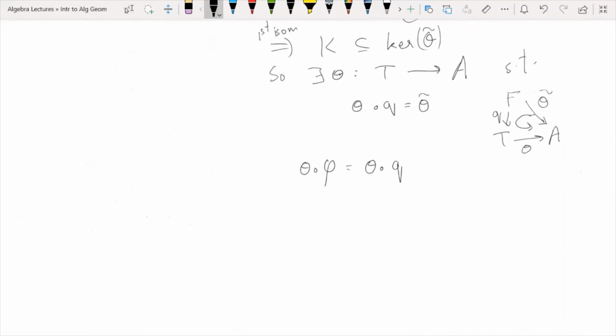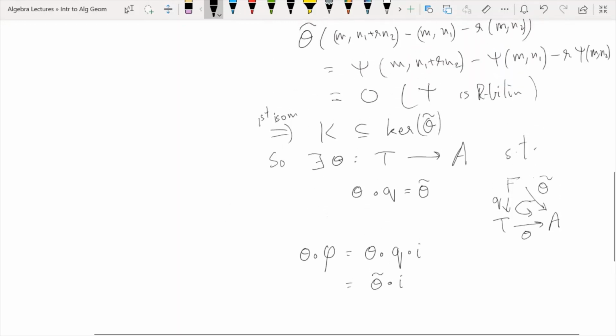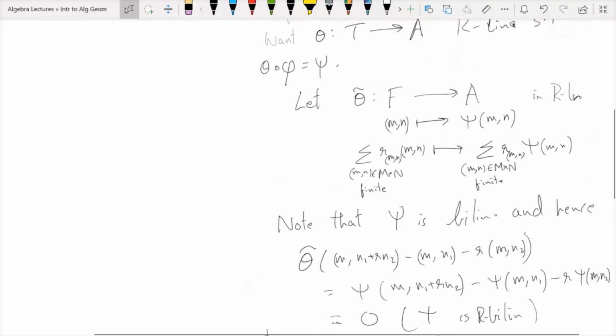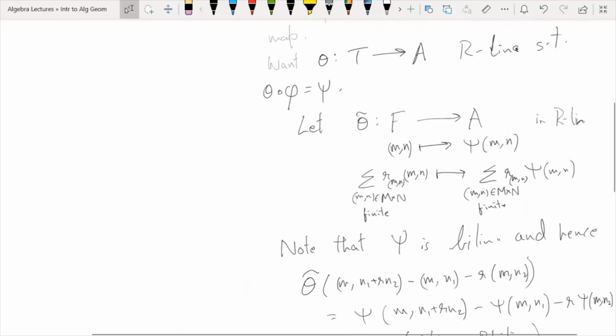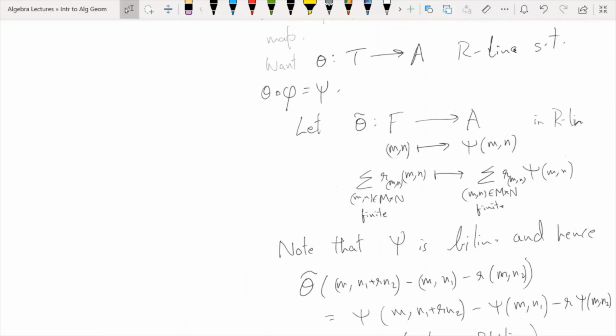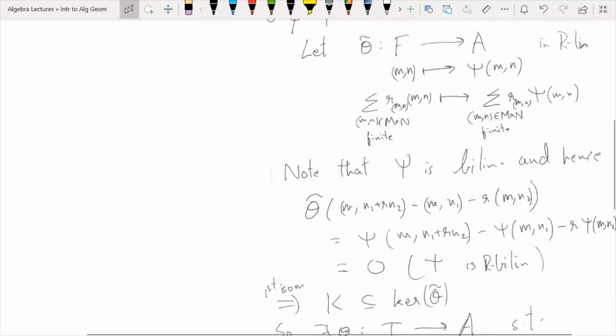So q composed with I is phi. Now theta composed with q is theta tilde. So this is theta tilde composed with I, and what is theta tilde composed with I? You just think about it. I is the map from M cross N to F. And if you do theta tilde, then basically you are getting just C of M, N. So you are including M comma N to M cross N to M.